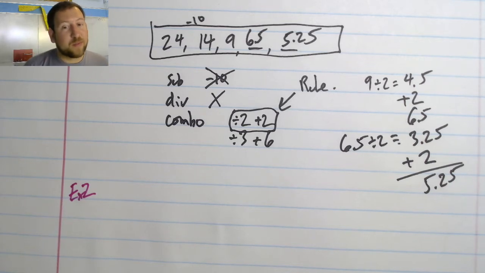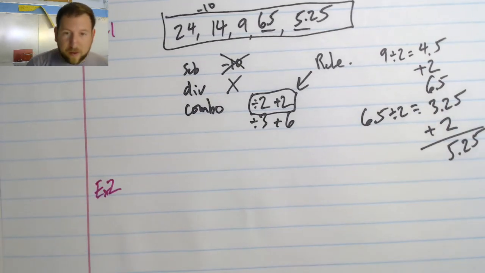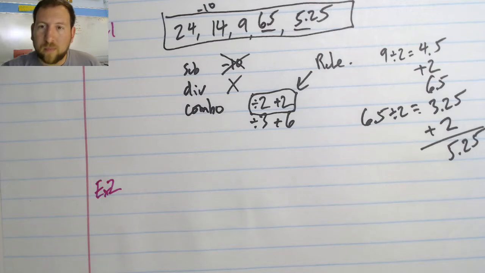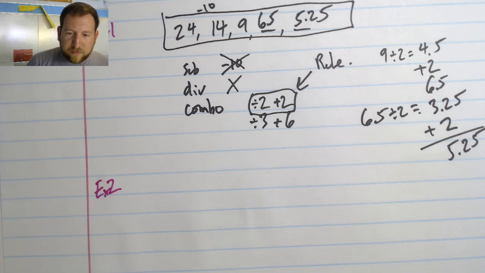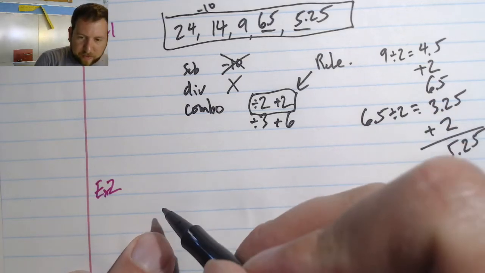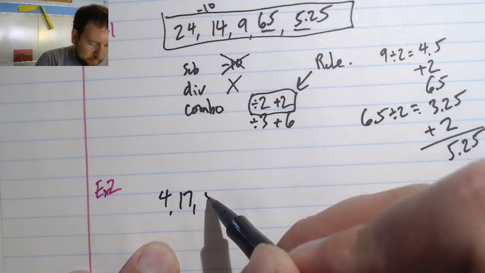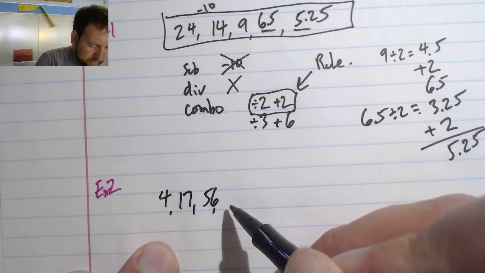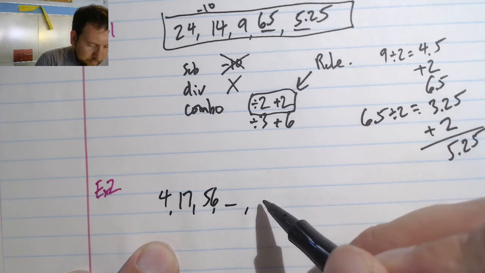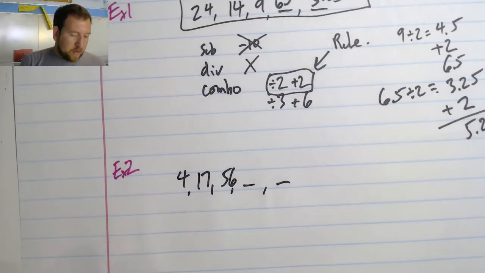Oh, number 1's pretty easy. Maybe I shouldn't do that one. We'll look at it anyway. Maybe I'll pick something a little bit more difficult. Let's see. Let's find this one. Let's find the next two here. 4, 17, 56, blank, blank. All right.